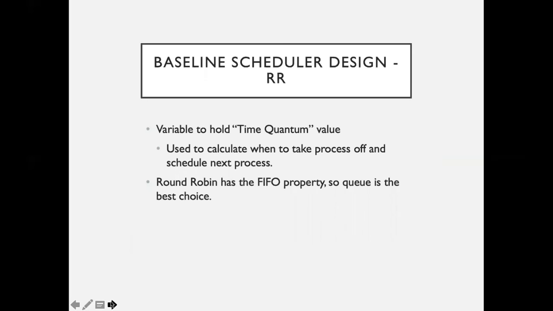The design choice made to get the effect of round robin was to have a variable with a fixed value to hold the time quantum, which was used to calculate the time to preempt the current process and schedule the next process in the queue. The round robin algorithm has the first in, first out property, so the use of a queue data structure was the best choice.